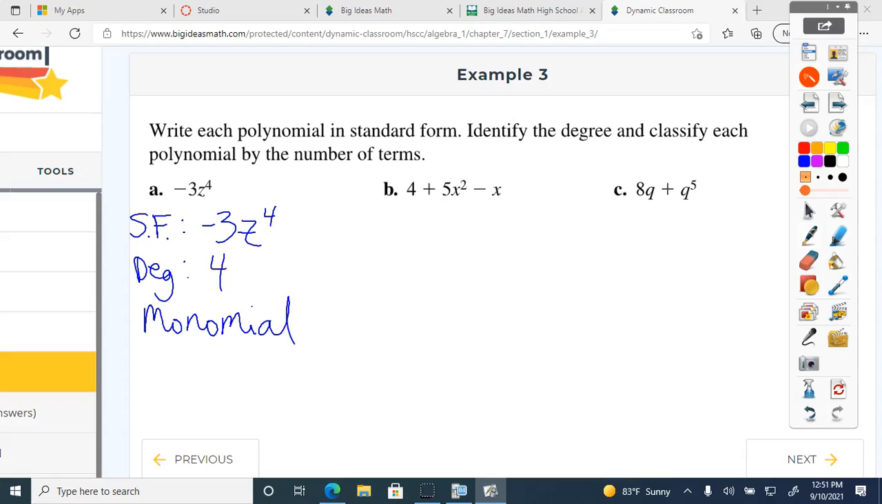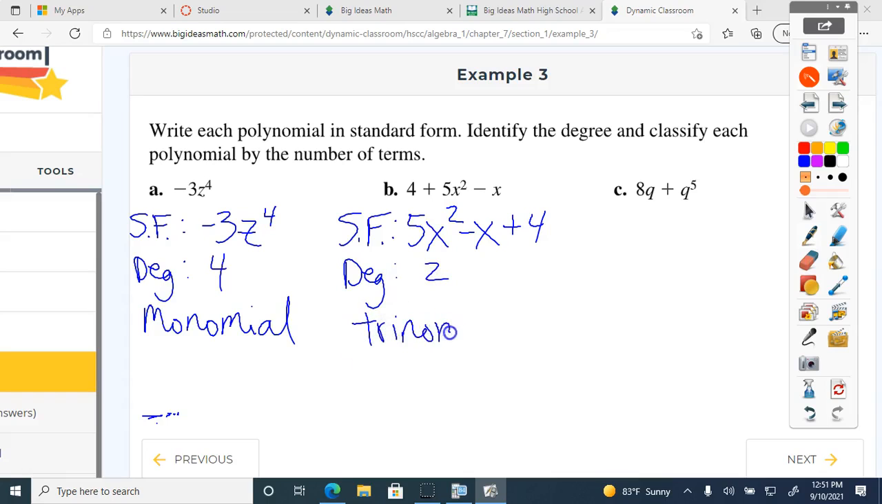What about this one? What's the standard form? 5x squared, then what comes next? Negative x. And last, plus 4. What's my degree? 2. And what's the name of it? It is a trinomial. I want to make sure y'all understand what we're counting when we're saying it's a trinomial.